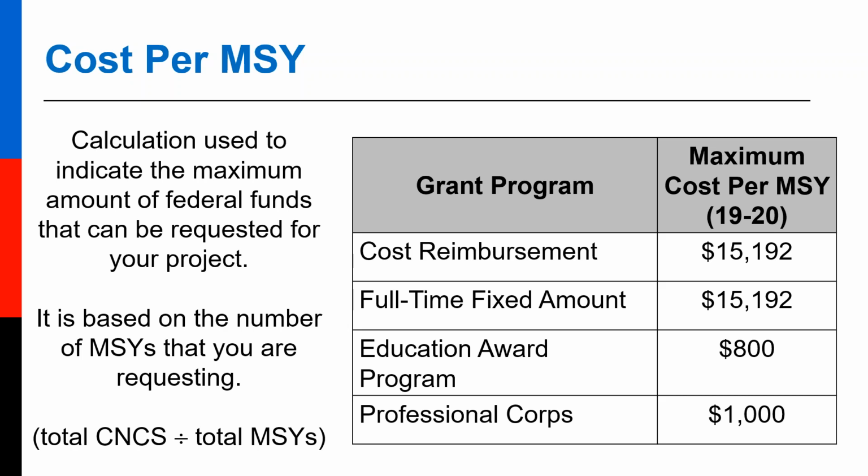Cost reimbursement programs operating in rural communities as defined in the CNCS mandatory supplemental guidance and programs that recruit opportunity youth as AmeriCorps members may request up to $15,360 per MSY. And the MSY calculation is found out by just taking the total CNCS dollars divided by the total MSY.